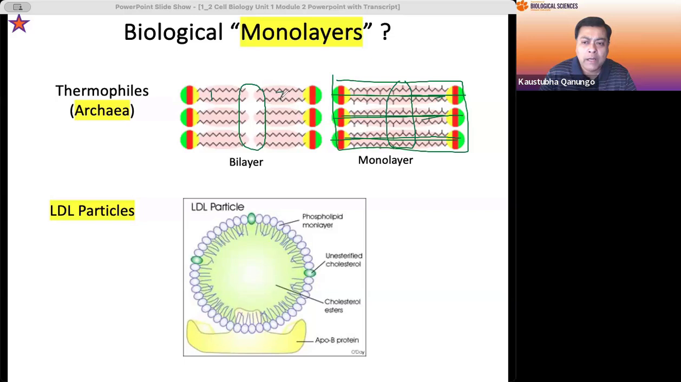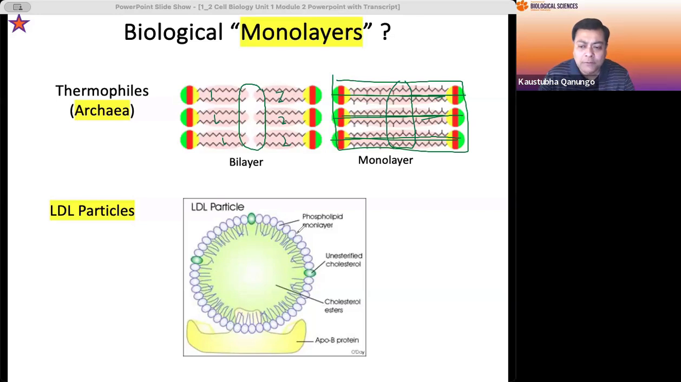Whereas here you have 1, 2, 1, 2, 1, 2. That's why you have two layers in between. So in thermophiles, in archaea, you find those. And also sometimes you find monolayers in the LDL particles. These are the low density lipoprotein particles. And this is how the cholesterol and different things are moved around in our body. You all know that when you do the blood work, we call it HDL, LDL. HDL, high density lipoprotein, you want to be a little bit higher. You want the LDL to be usually low, definitely below 200. So those are the things that you know.